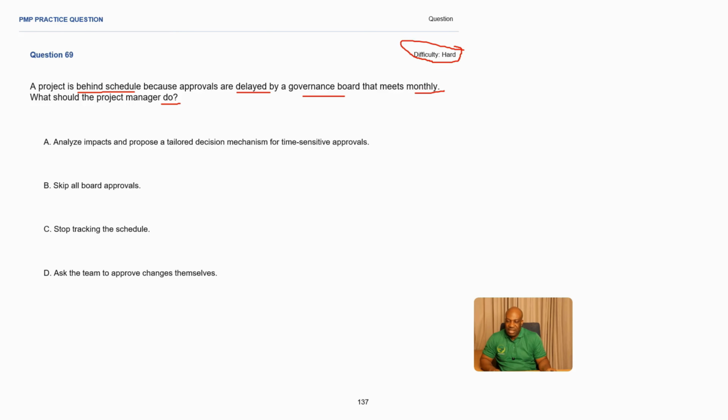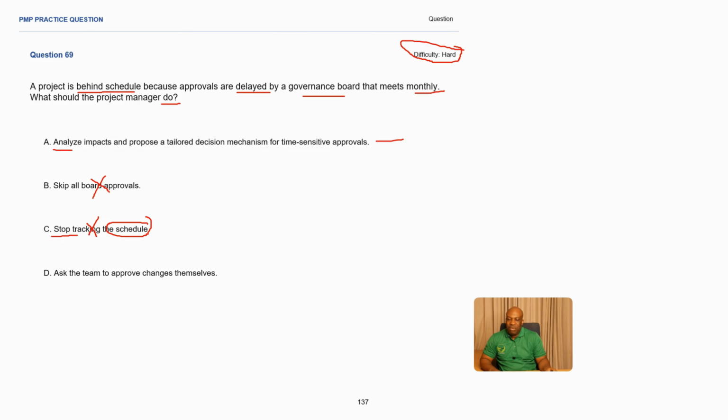Let us go through the answers now. Analyze impacts and propose tailored decision mechanisms for time-sensitive approvals. Okay, it makes sense. If you start by analyzing, you get more information before you make a decision. Skip all board approvals. There was a reason why the approvals from the board were supposed to be done, so you cannot all of a sudden start skipping them, making this answer incorrect. Stop tracking the schedule. As a project manager, you cannot stop tracking the schedule. It's one of the items you should keep close throughout the project, making this one incorrect.